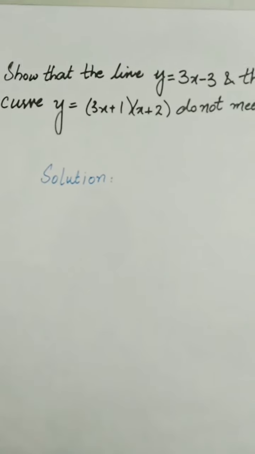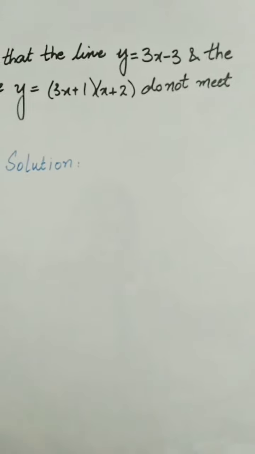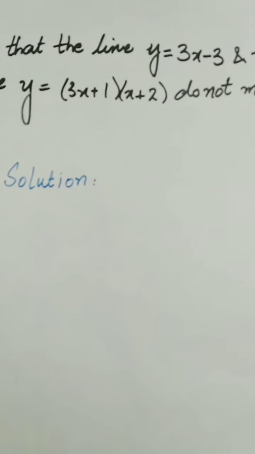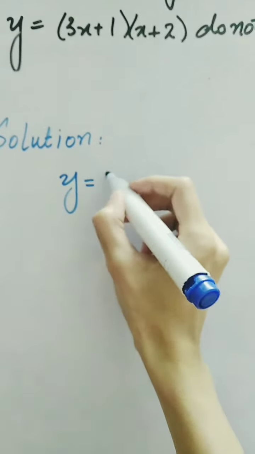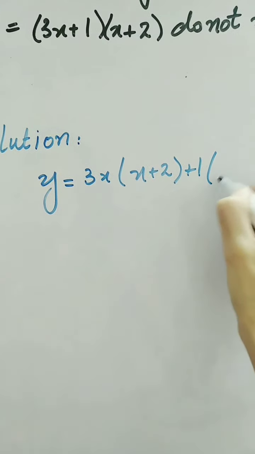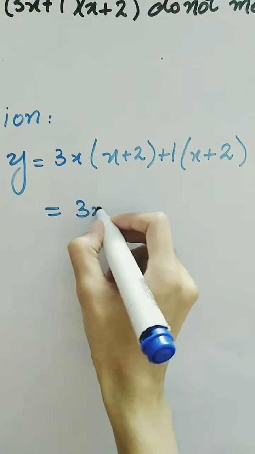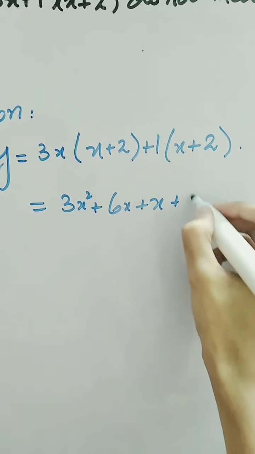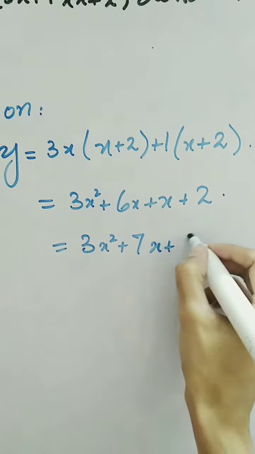Now look at another question here, in which we have to show that the line y = 3x − 3 and the curve y = (3x + 1)(x + 2) do not meet each other. First of all, we will solve these two brackets. We have 3x, which multiplies with the bracket x + 2, and then we have +1, which multiplies with the bracket x + 2. Now we have 3x² + 6x + x + 2, so we have 3x² + 7x + 2.